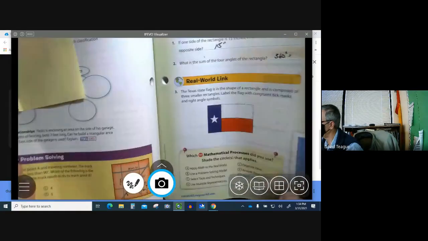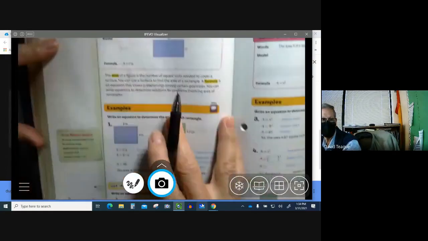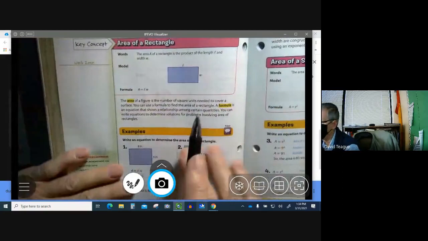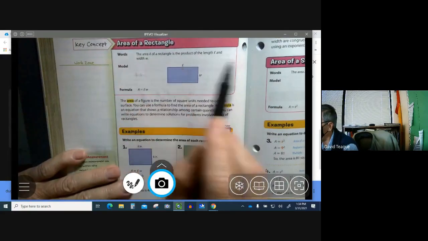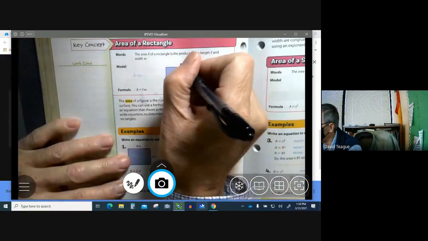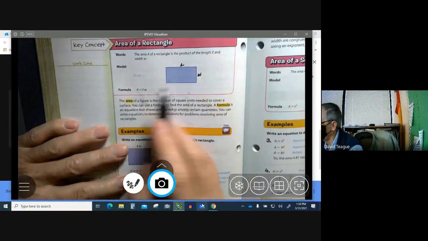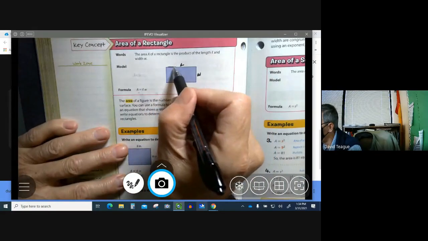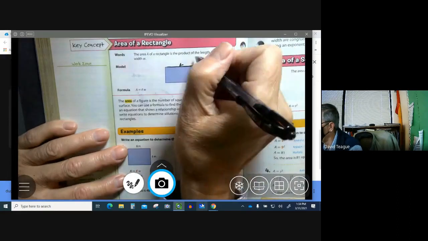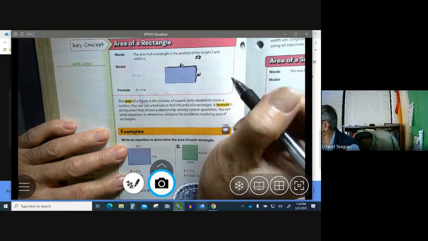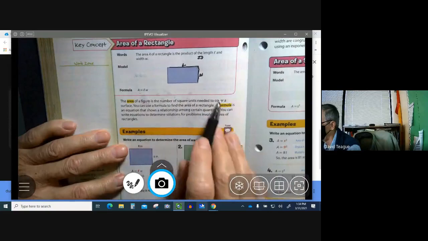Okay, turn the page to 716. The area of a rectangle is the product of the length and the width. So here in this example, this is the length. This is the width. Okay, so area is length times width. And if you notice, you just have two dimensions. You have this side and you have this side. But this is a 2D figure, right? It's flat. It only has two dimensions. It has length and it has width.